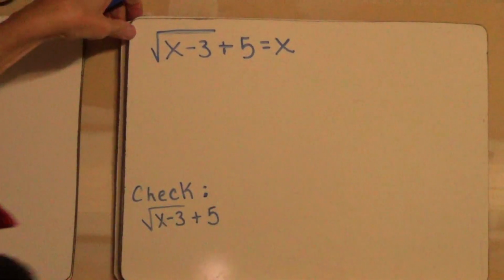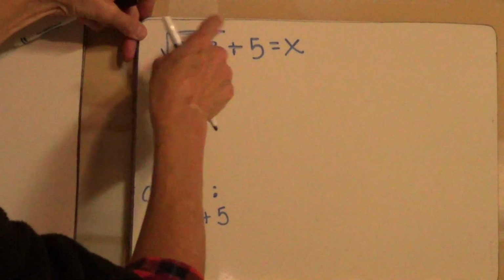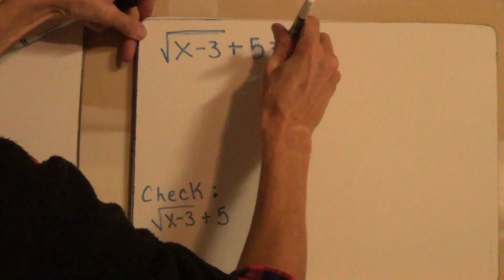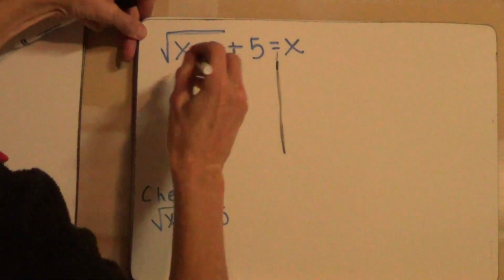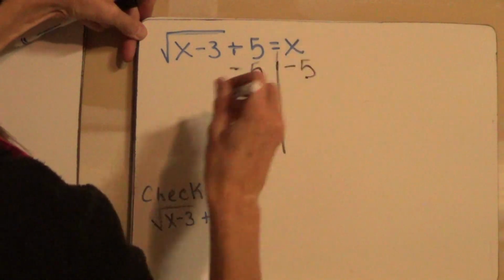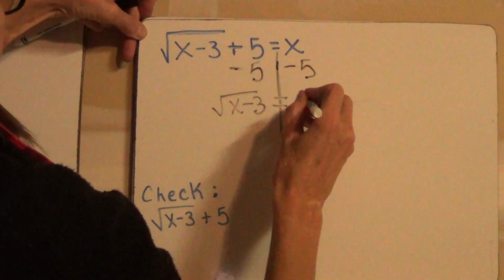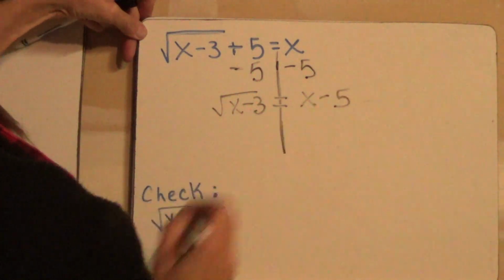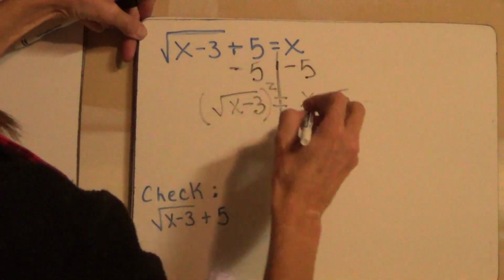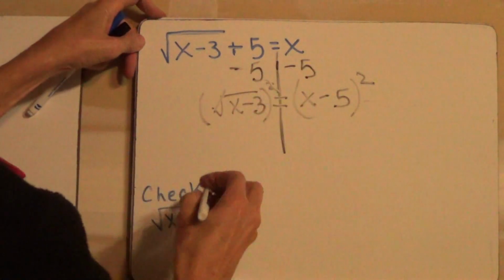My pen is scaring me here, so let's just hope that I make it through to the end. Now again, on this one, the square root is not isolated, so our first thing is to isolate it. So we want to get rid of that 5. So we'll have square root of x minus 3 equals x minus 5. Our next thing is we want to square to get rid of the square root. Square here to get that. So this will cancel the square root.